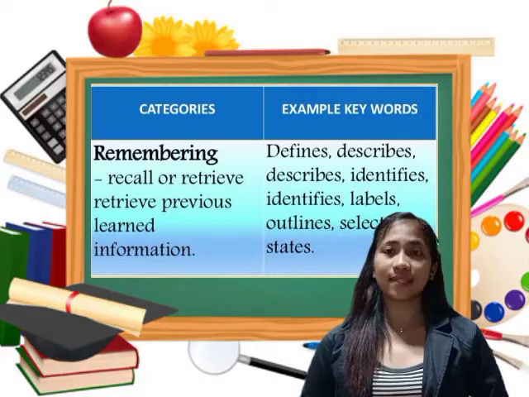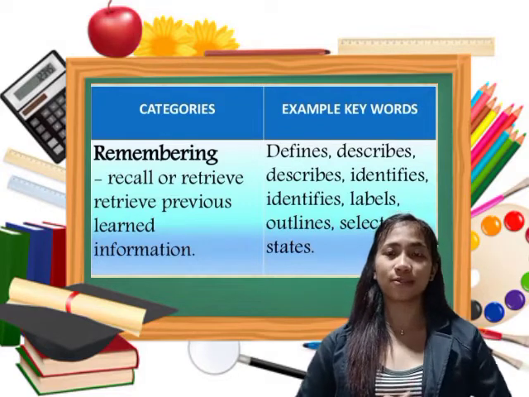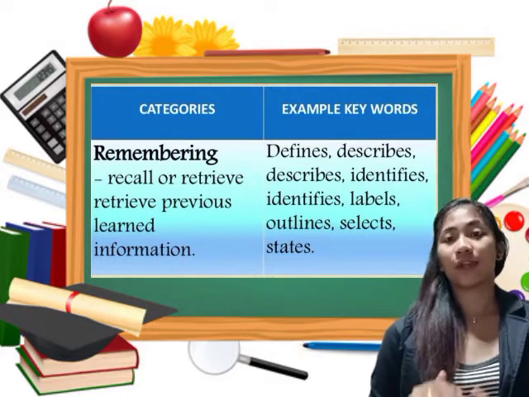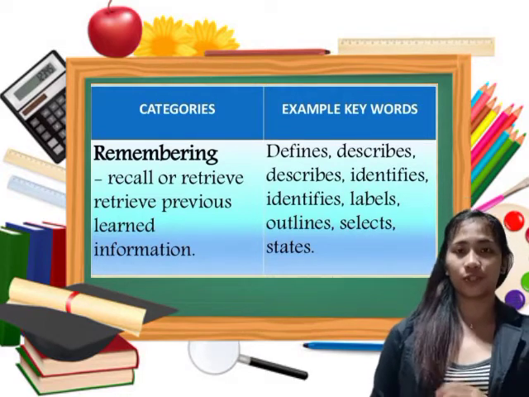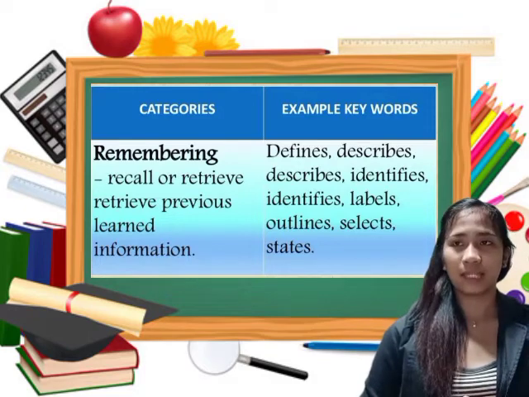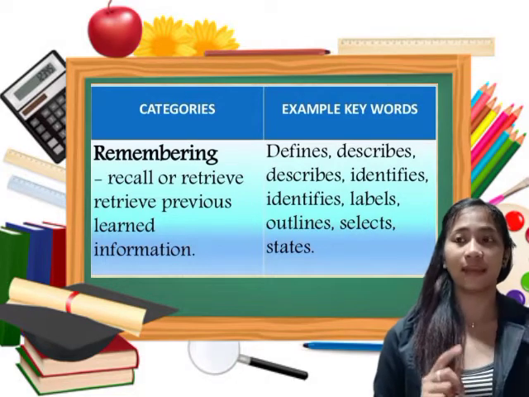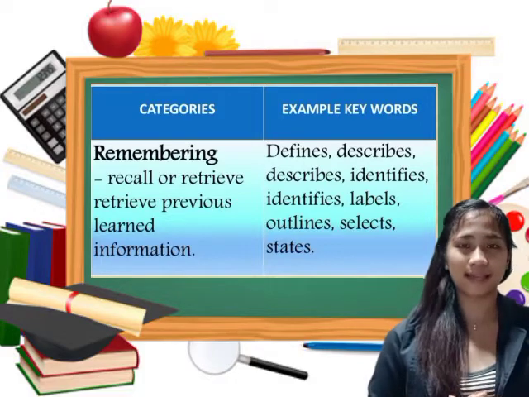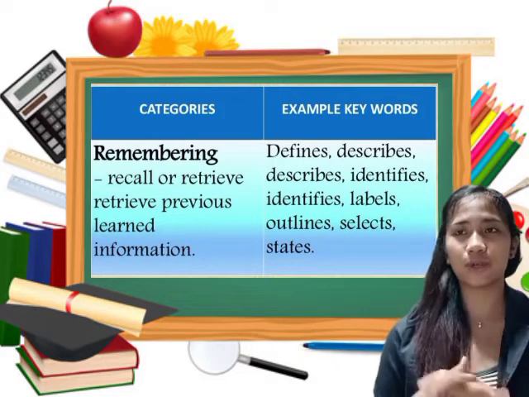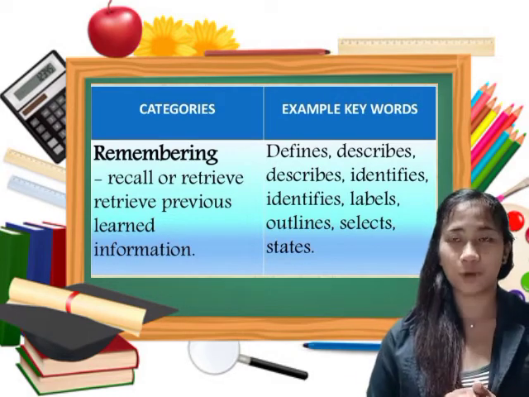Let us now study the cognitive categories with the example keywords or verbs for each in the new version of Bloom's taxonomy that follows. For the first category, which is remembering, it is to recall or retrieve previously learned information. In creating intended learning outcomes or objectives, we will be using keywords like defines, describes, identifies, labels, lists, outlines, selects, and states. For instance, for the topic polygon, let us use the word define. An example of an objective in this category is: define what is a polygon.